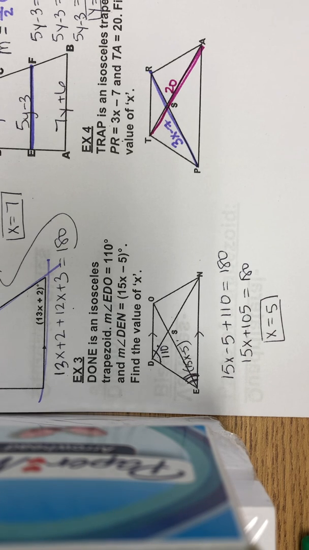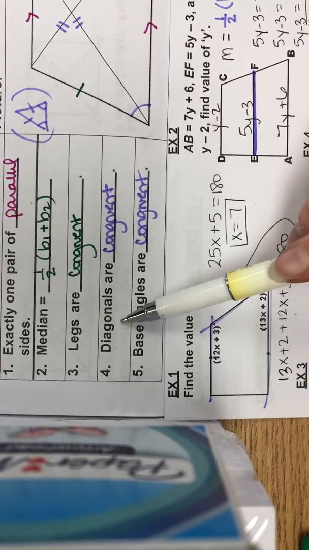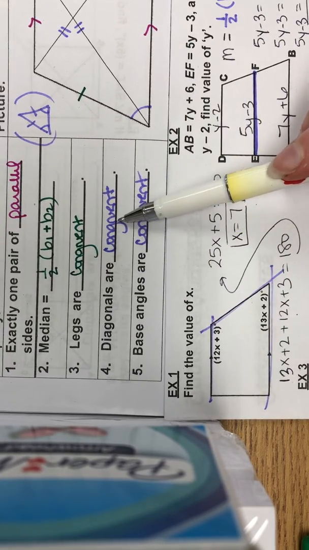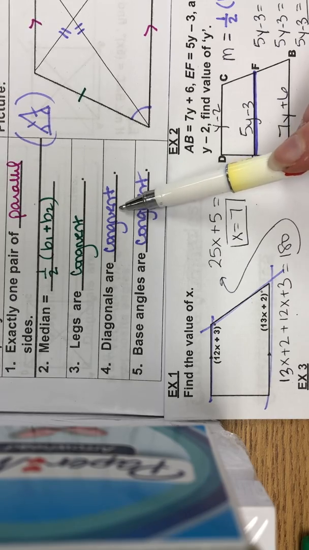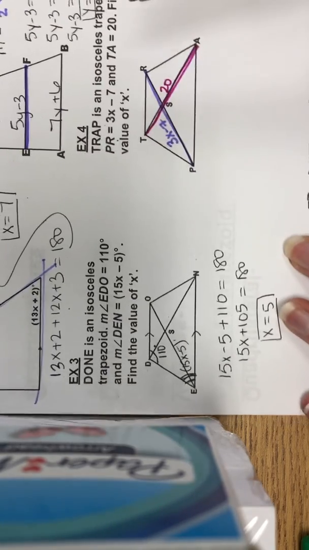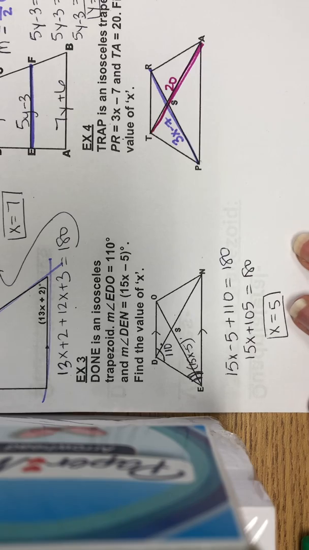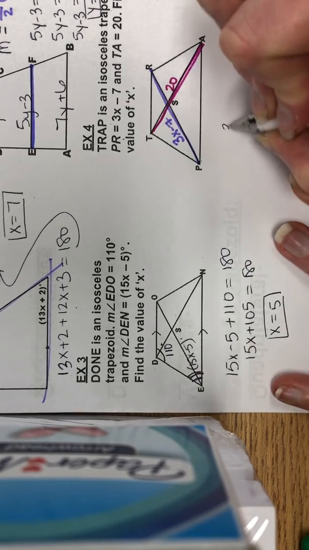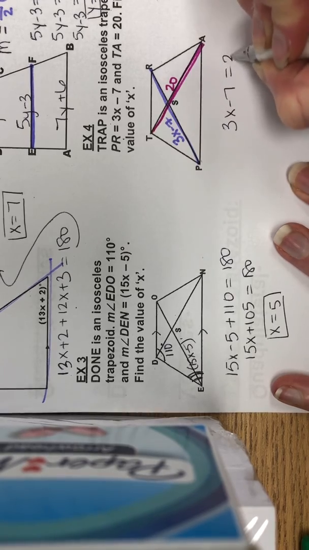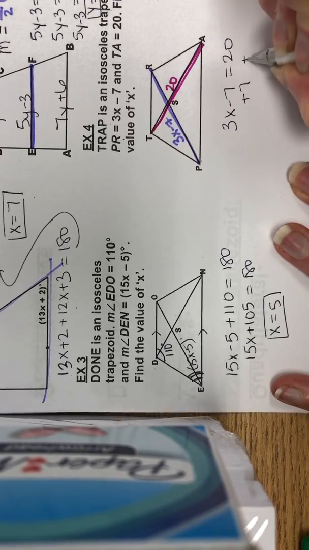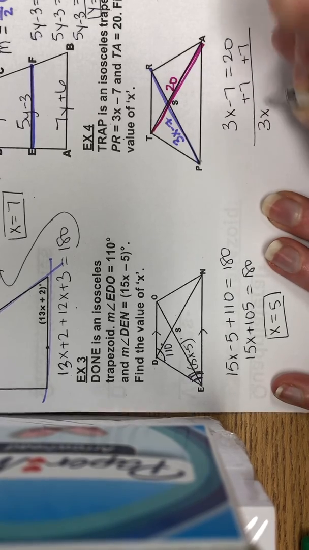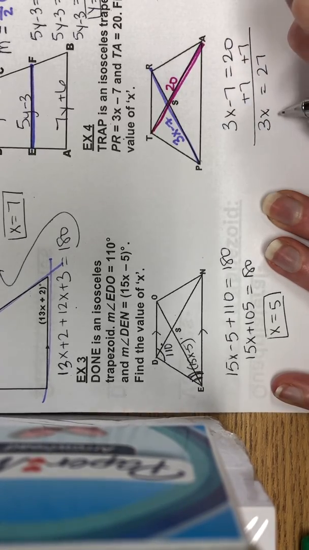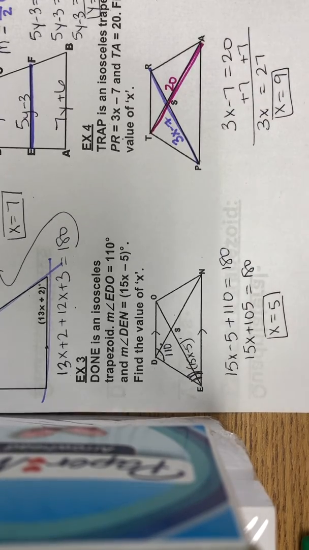Now, it said earlier that the diagonals are congruent, which means they're equal. If I look at this picture, they gave me the entire diagonals. So I have 3x minus 7 equals 20. Add 7. Divide by 3. You get x equals 9.